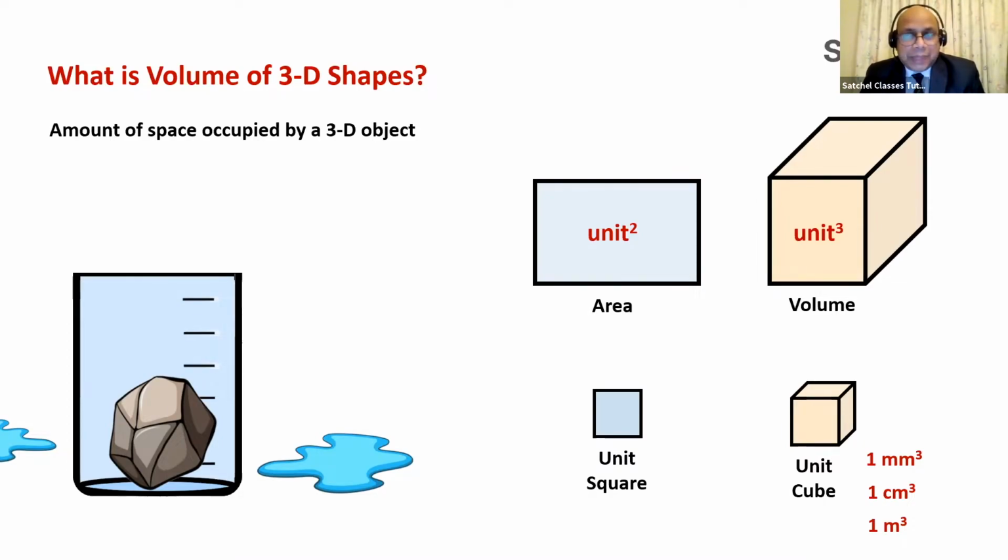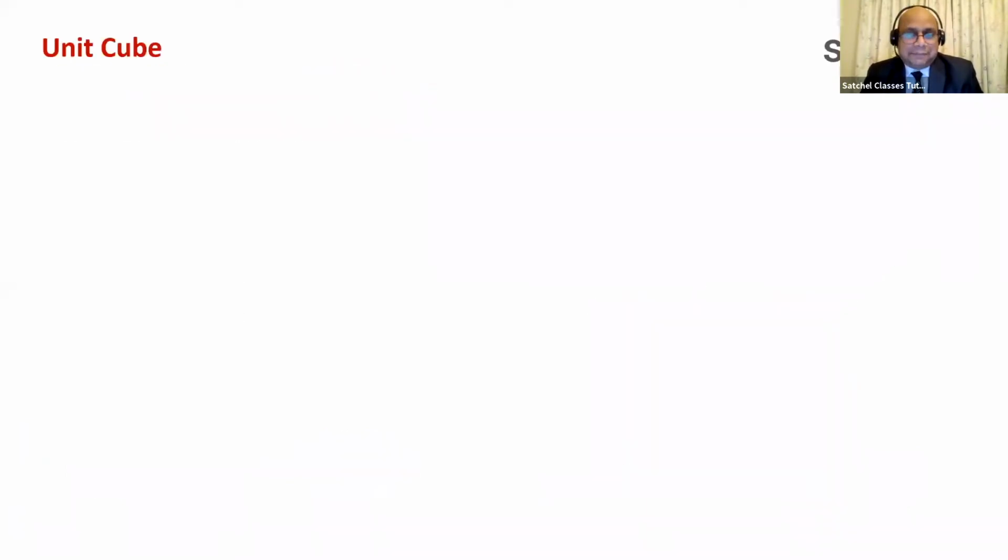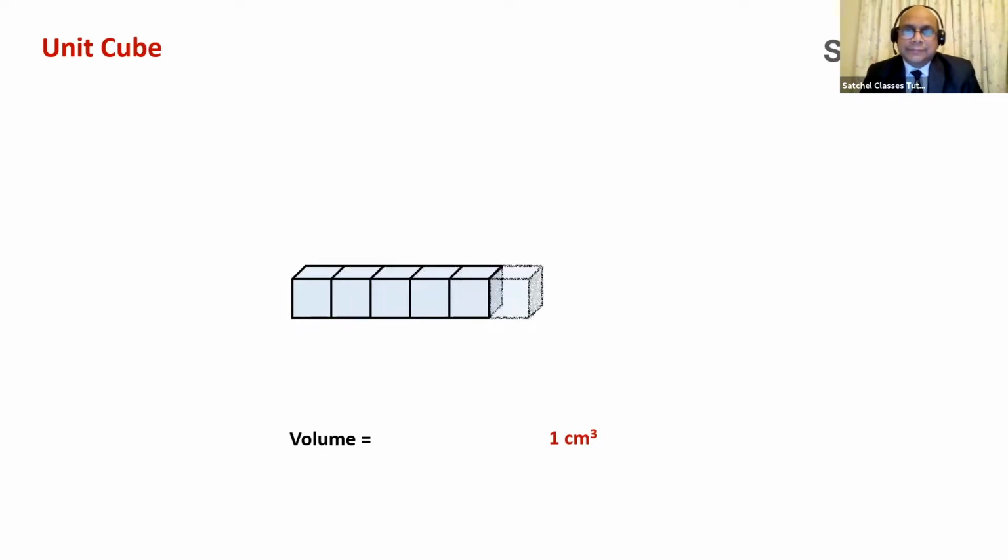Now, how do we use unit cubes to find volume of prisms? Let's see. So that's 1 unit cube. What if I put 7 of them in a straight line? You would realize that there are 7 unit cubes now, and hence the volume of that shape will be 7 centimeter cube.